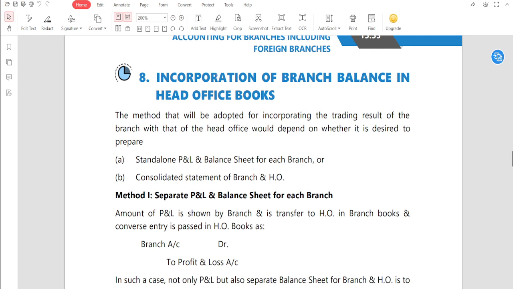Okay, now while we are incorporating the branch balance in the HO books, there are two separate things that we need to understand first. One is the standalone profit and loss and balance sheet of the branch. So each branch will maintain its separate books of accounts as well as separate financial statements. And the second point, the most important concept for us, is the consolidated statement of branch and P&L. Okay, consolidated statement of branch and HO, sorry, branch and P&L, not branch and HO.